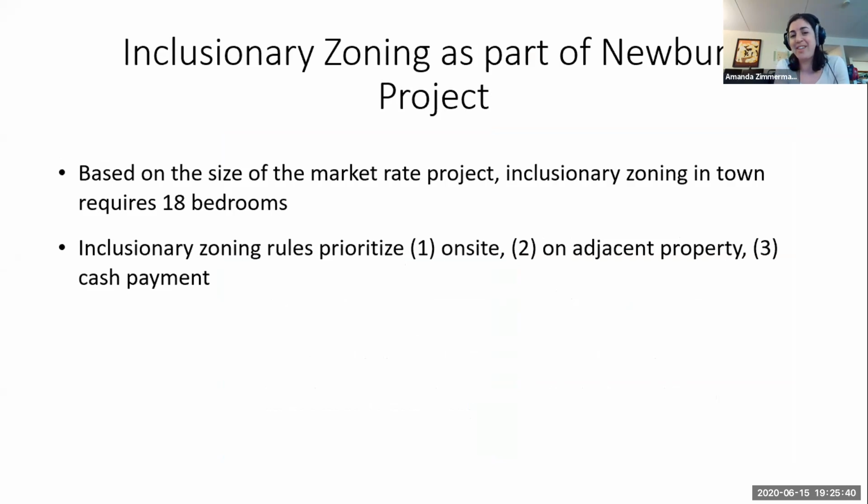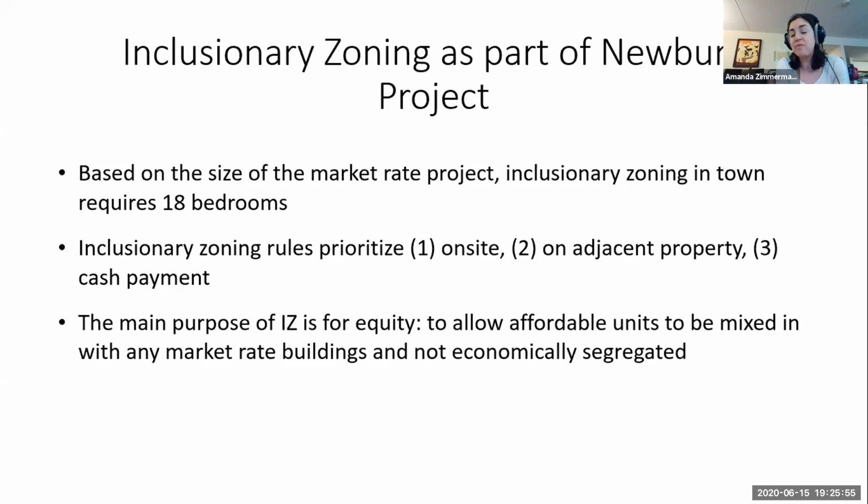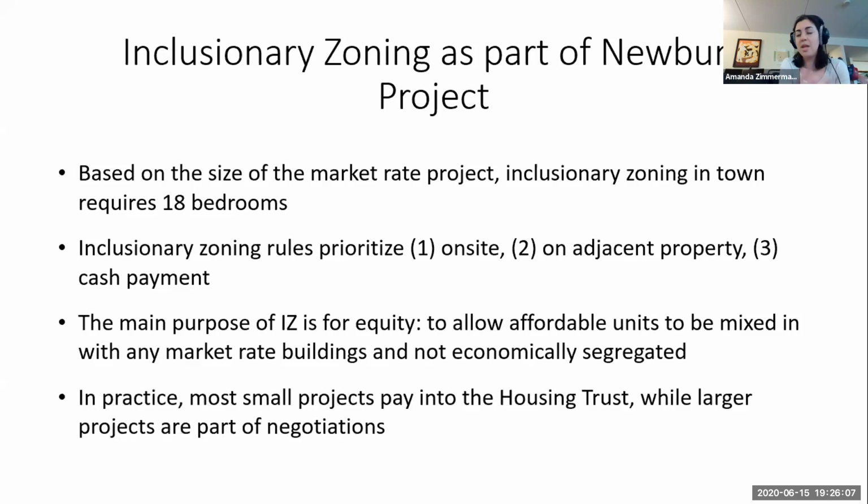If you look in our town bylaws, the inclusionary zoning rules prioritize on-site as the highest priority. Next is on an adjacent site, and last is a cash payment into the housing trust. The main reason for this is that inclusionary zoning is based on equity. We want to allow affordable units to be built alongside market rate units so that there's no economic segregation in the town. In practice, buildings that are, say, 10 units and smaller tend to pay into the housing trust, and buildings that are larger than that tend to build on-site units. But that's not always the case, as you'll see here.